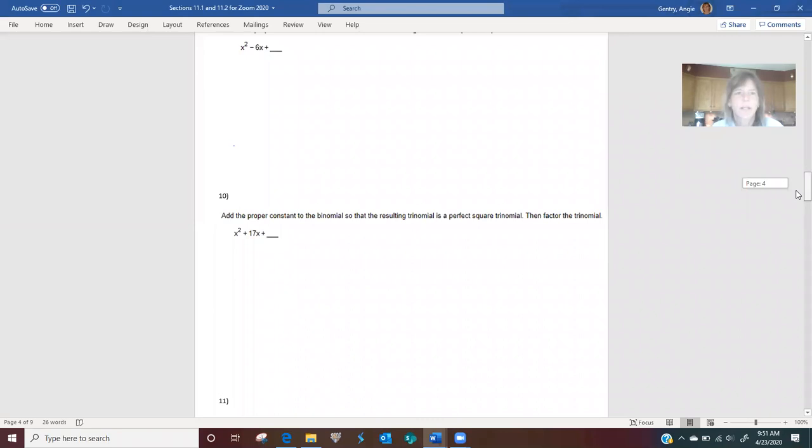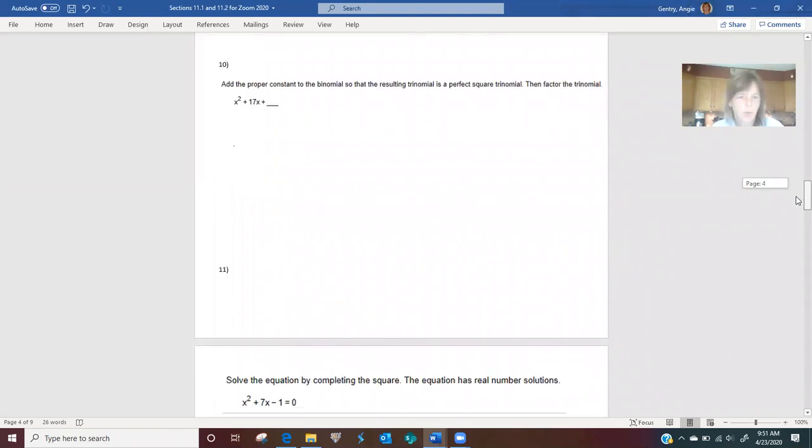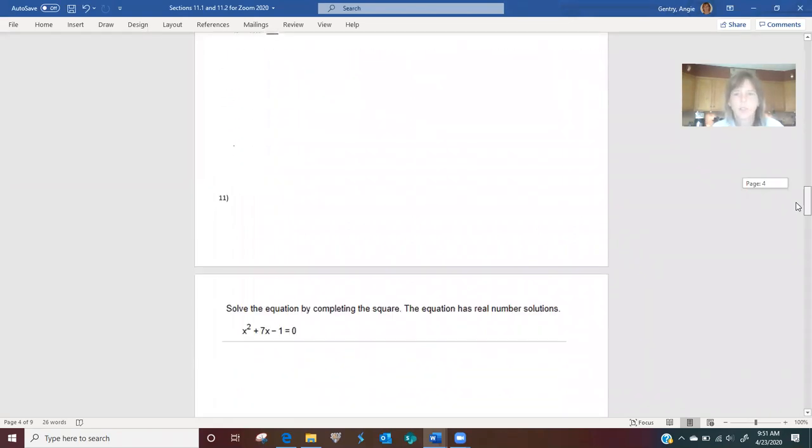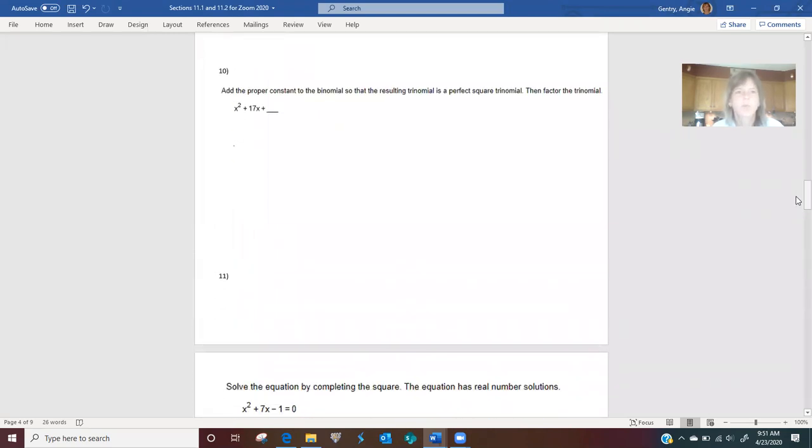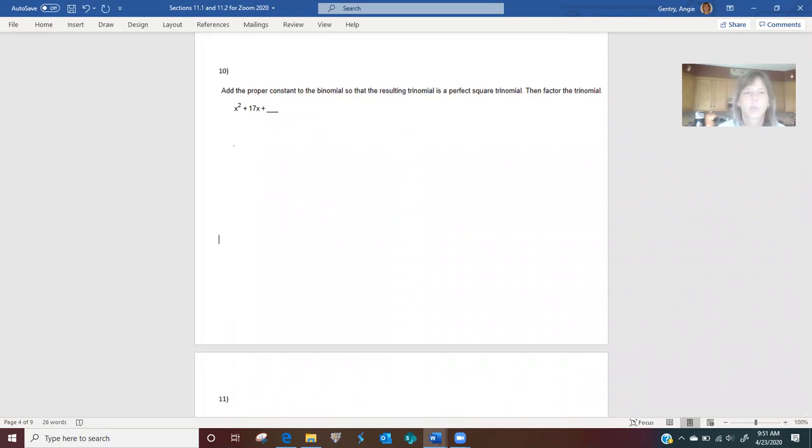Almost want to go straight into solving. Do you see this here? Solve the equation by completing the square. That's really what you're doing right now. First, you're completing the square, and then you're going to solve the actual equations doing that. So let's go ahead and work this one again, though.